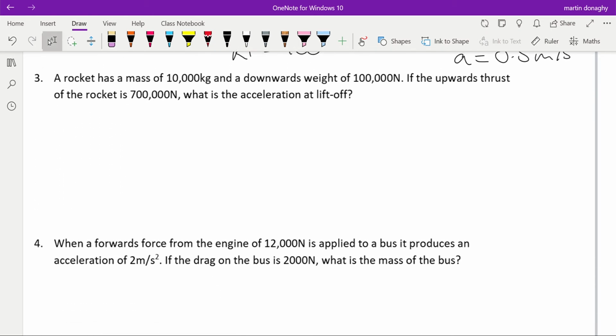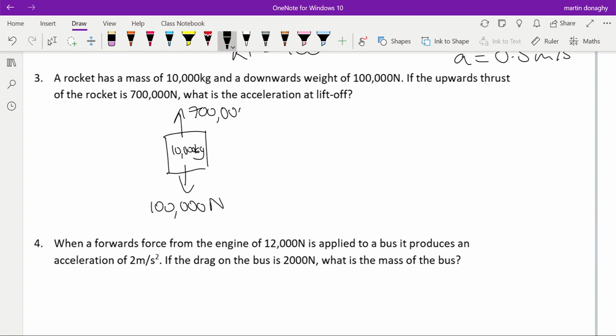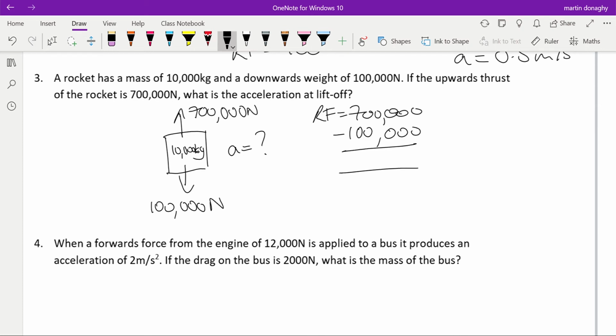Question 3. Rocket has a mass of 10,000 kilograms. Big numbers this time, doesn't mean we do anything different. Downwards weight of 100,000 newtons and an upwards thrust of 700,000 newtons. And what is the acceleration? Same thing, work out the resultant force first. We've got 700,000 upwards, only 100,000 downwards. Gives us an overall resultant force of 600,000 newtons.